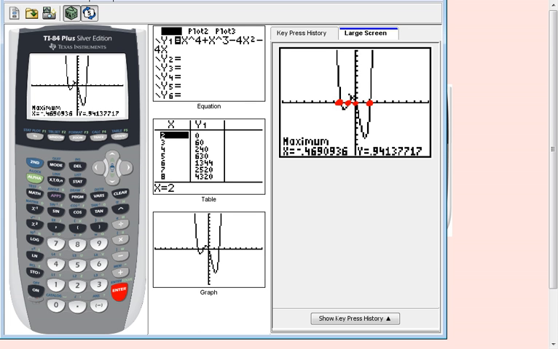No. Are there sometimes no zeros? Yes. If it never crosses the x-axis, then there's no zeros. And you need to be able to find those spots. So let's pick one of them to find.